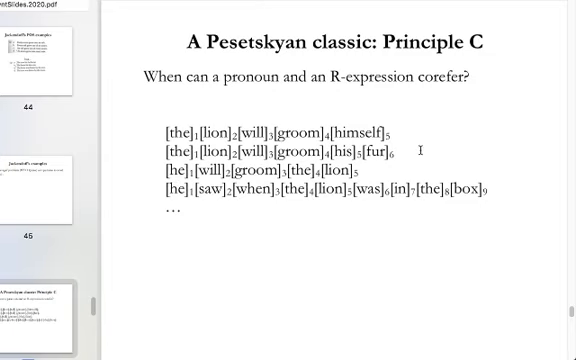So the simple, very easy solution that could be learned from basic data of the kind that an infant would hear is obvious. In order for an R expression and a pronominal expression to co-refer, the R expression has to occur earlier in the sentence than the pronominal expression, and not vice versa. If the pronoun occurs before the R expression, then they're not allowed to co-refer. Super easy problem to solve. And then there's some trouble.